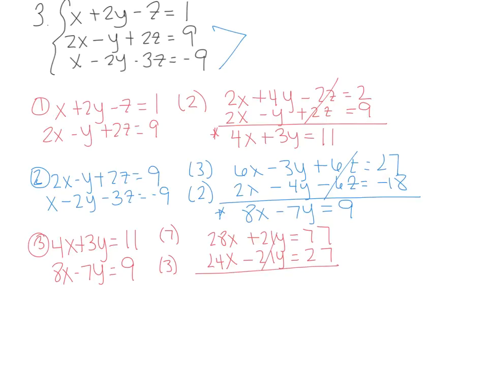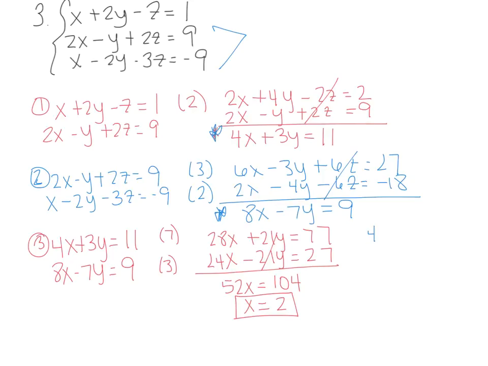So the y's cancel. 28 plus 24 is 52. 77 plus 27 is 104. And I'm going to divide that by 52, and I believe I get 2. So x equals 2. Now, from here, I can pick either one of these equations, this one or this one, to get y. I'm going to pick the top one.